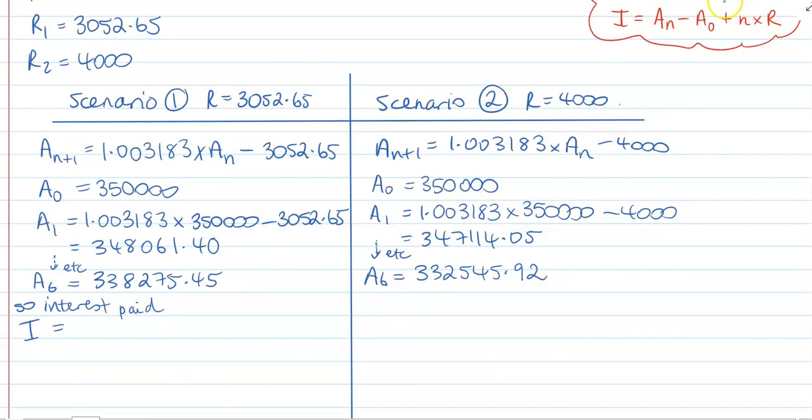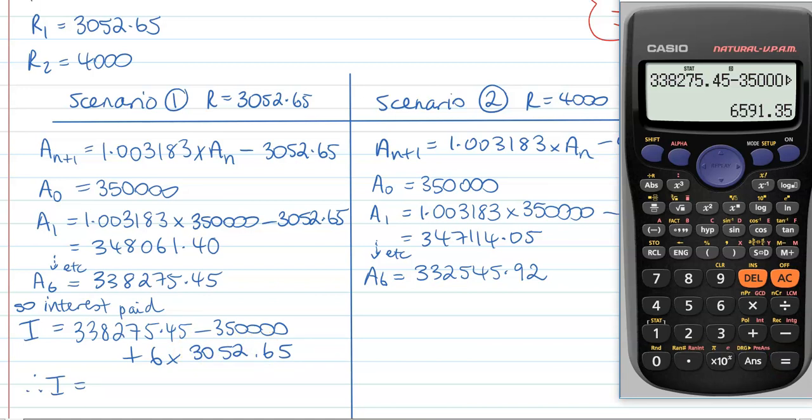Okay, so for the amount of interest paid, we're using this formula up here. So we take the balance of the loan minus the loan amount that was borrowed and add on the number of times that repayment was made. Scenario 1, we pop in the balance of the loan minus its initial value and add on the fact that there were 6 lots of our repayment made. Pop that into our calculators.